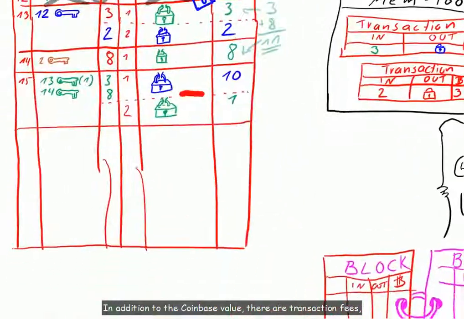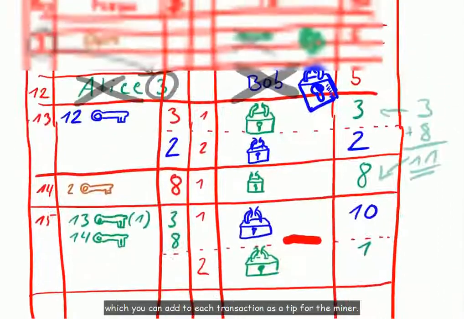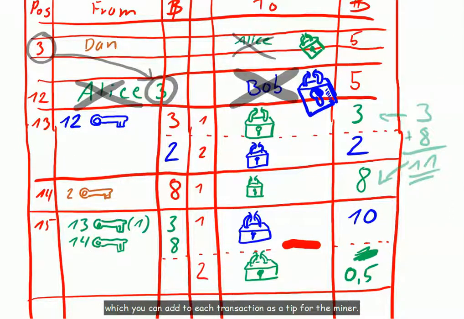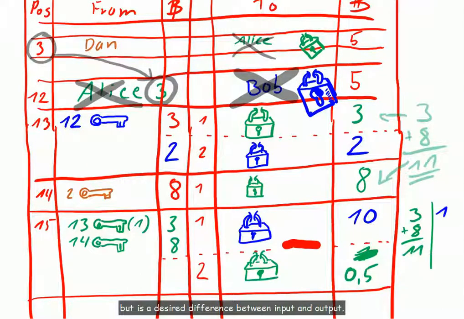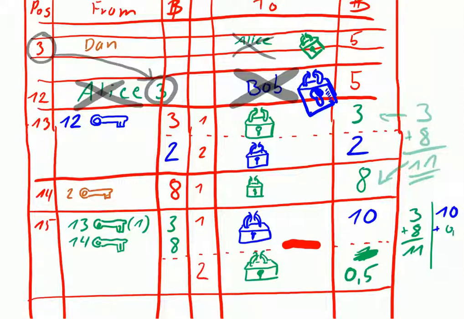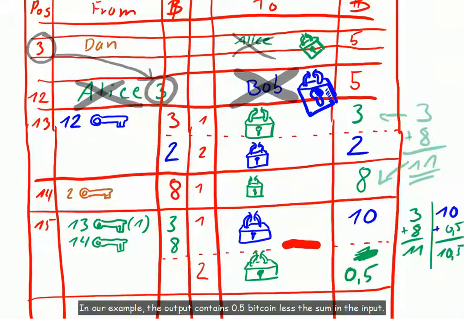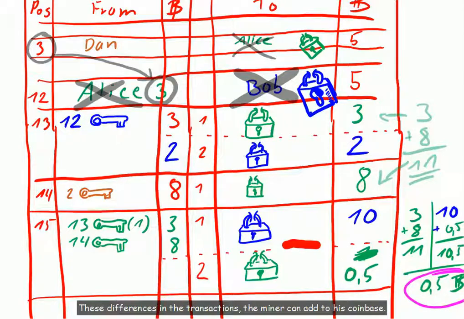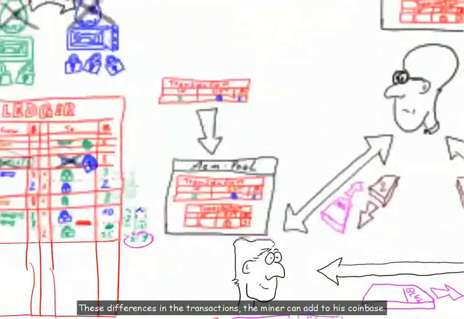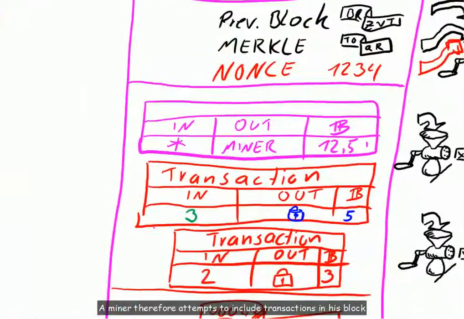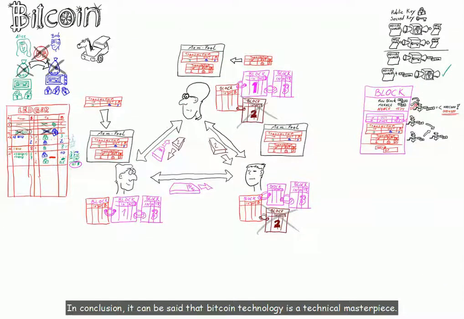In addition to the Coinbase value, there are transaction fees, which you can add to each transaction as a tip for a miner. The transaction fee is not explicitly stated, but is a desired difference between input and output. In our example, the output contains 0.5 Bitcoin less than the sum in the input. These differences in the transactions, a miner can add to his Coinbase. A miner therefore attempts to include transactions in his block where the ratio between transaction size and transaction fee is best for him.